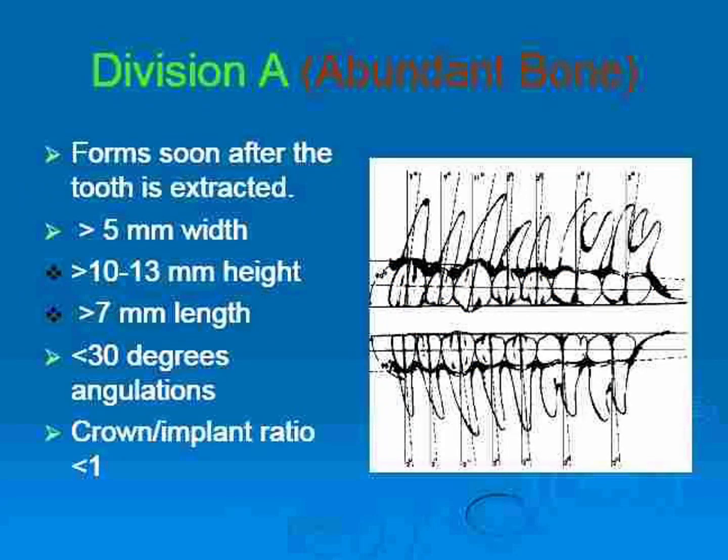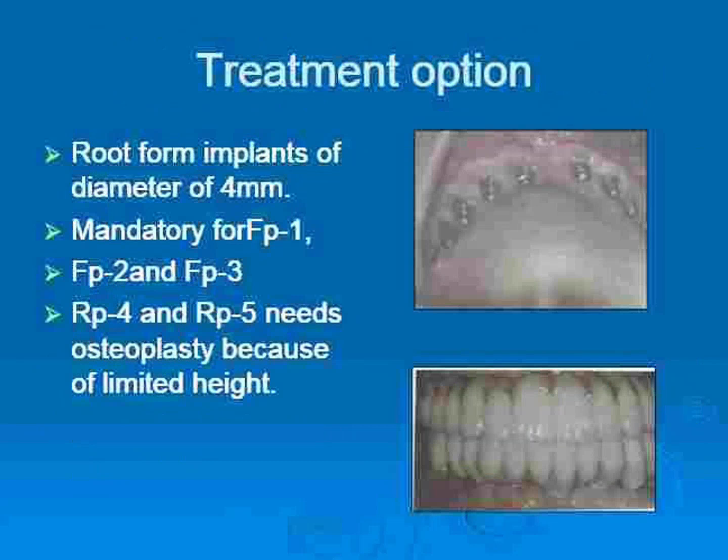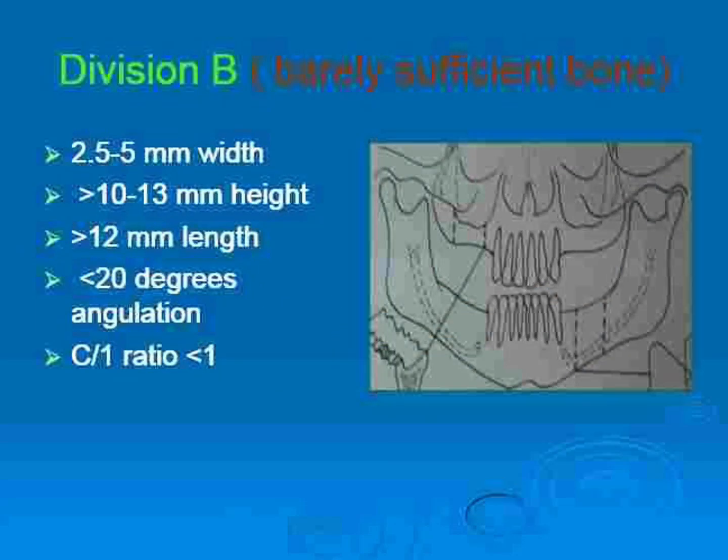Coming on to the types of bones, division A or abundant bone forms soon after the tooth is extracted with more than 5 mm of width, more than 10 to 13 mm of height, and more than 7 mm of length, and less than 30-degree angulation, and the crown implant ratio is less than 1. The treatment options are root form implants of diameter 4 mm, and FP1, FP2, FP3 prosthesis can be given. RP4 and RP5 require osteoplasty because of limited height.